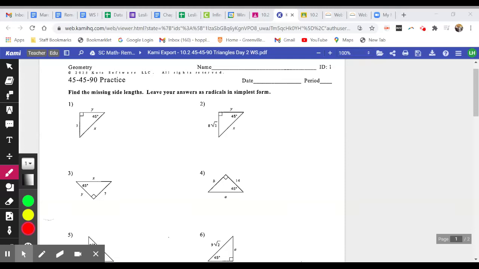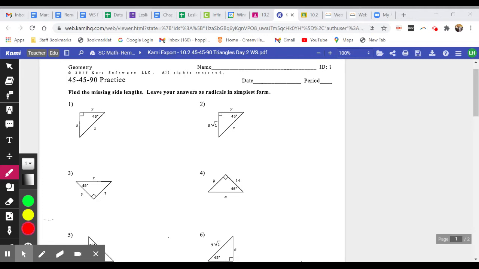Here's some help for a few of the problems on 45-45-90 practice. This is day 2, so review here. Remember that 45-45-90 triangles are a specific type of right triangle. They are an isosceles right triangle because they have 2 congruent angles and 2 congruent sides.